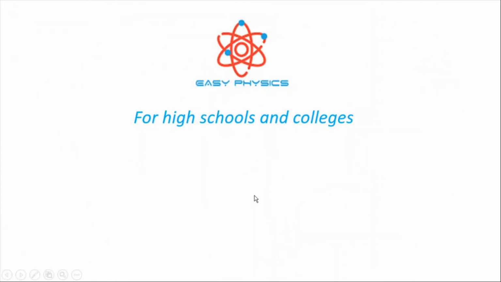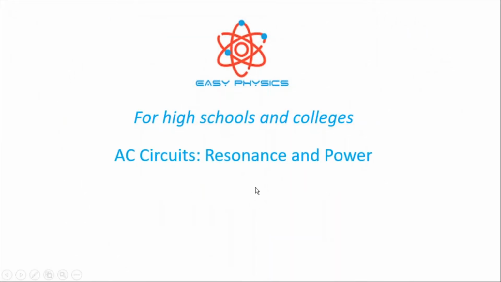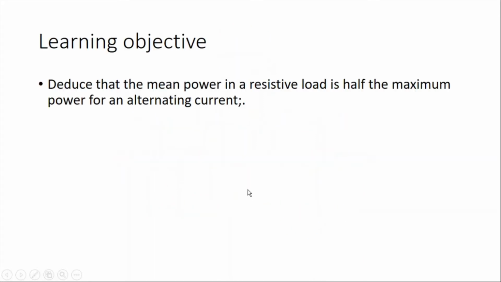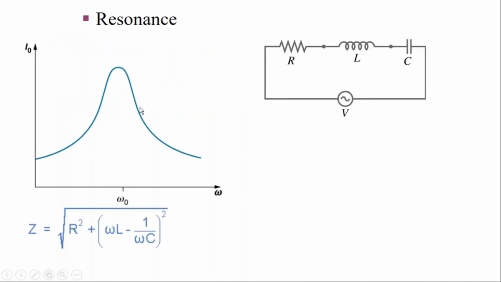Hello everyone. Today we are going to look at resonance and power in AC circuits, and we will lecture in this lesson. The objective for this lesson is that you will be able to deduce that the mean power in a resistive load is half the maximum power for an alternating current.